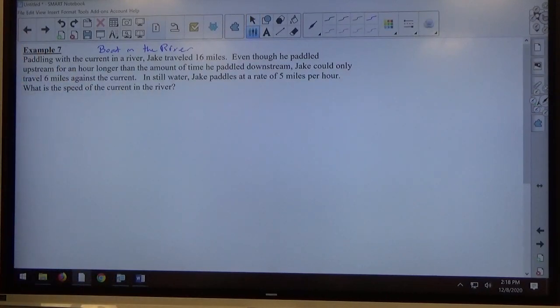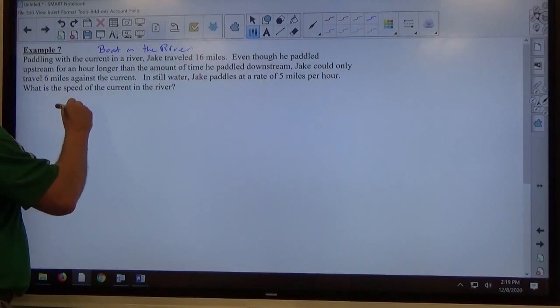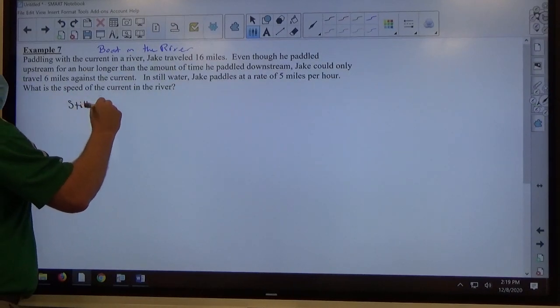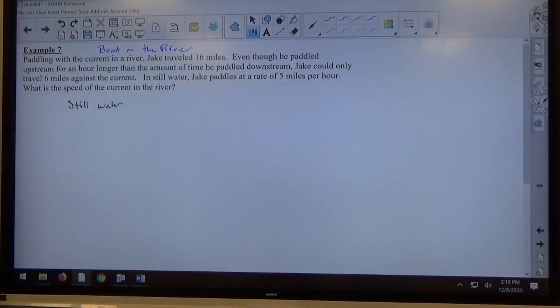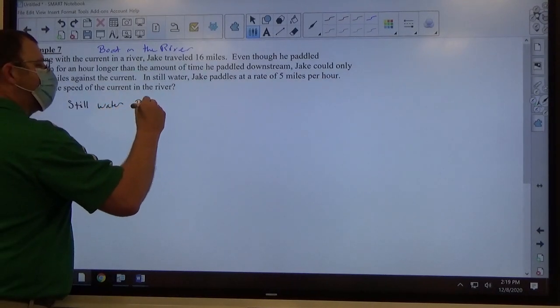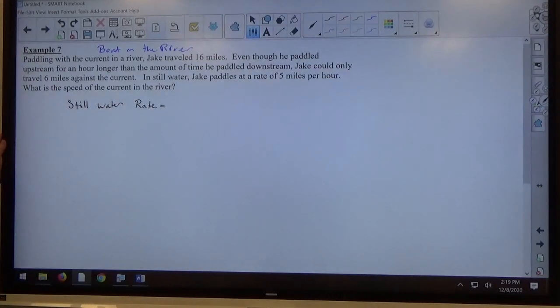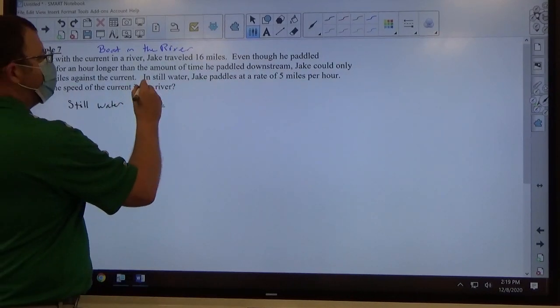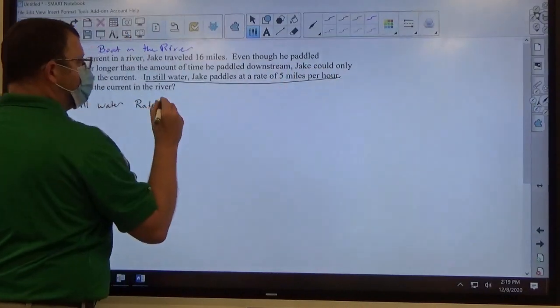So the first thing you want to focus on in these problems is you want to establish two specific rates that are going to be affecting the rate of the vehicle. The first rate is the speed of the boat in still water. If it's an airplane with no wind blowing, how fast can the vehicle go if there's no forces acting upon it? Still water rate. Sometimes they tell you, sometimes they don't. If they do, I write that number down. If they don't, I usually call this B, the letter B. So it says, in still water, Jake paddles at 5 miles per hour.